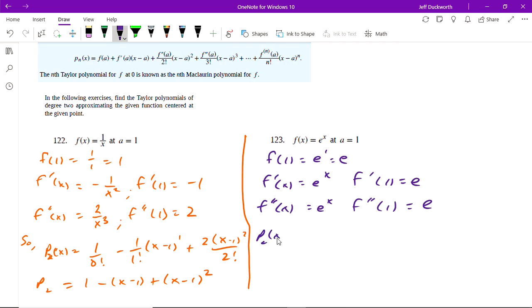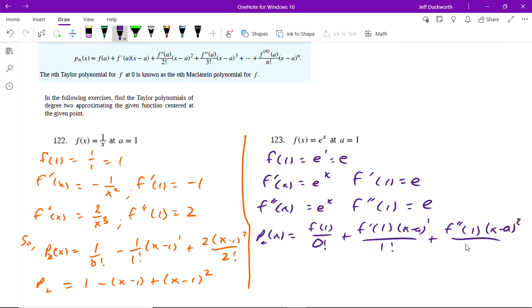So our P2 of x equals, again, let's do this just to show what we're doing from above. F evaluated at 1 over 0 factorial plus f prime evaluated at 1 times x minus a to the first power over 1 factorial, and then finally plus the second derivative evaluated at 1, and then x minus a squared over 2 factorial. Now we can just put in for these. So f of 1 is e, e over 1 is e. Again, this is going to be e times just x minus 1, because a is 1. And this is e over 2 times quantity x minus 1 squared. And that's what we do with those.